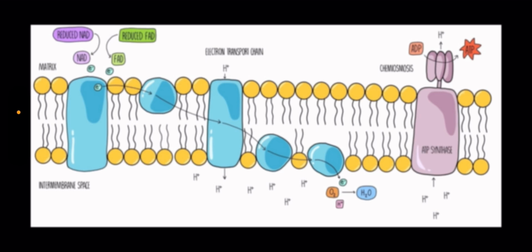It is important to note that protons in chemiosmosis move down their electrochemical gradient. Then finally we have the final electron acceptor, which is oxygen. Now this is why oxygen is required for aerobic respiration, as the electrons and protons bind to oxygen and produce water, which is then excreted. This process in general is extremely important.